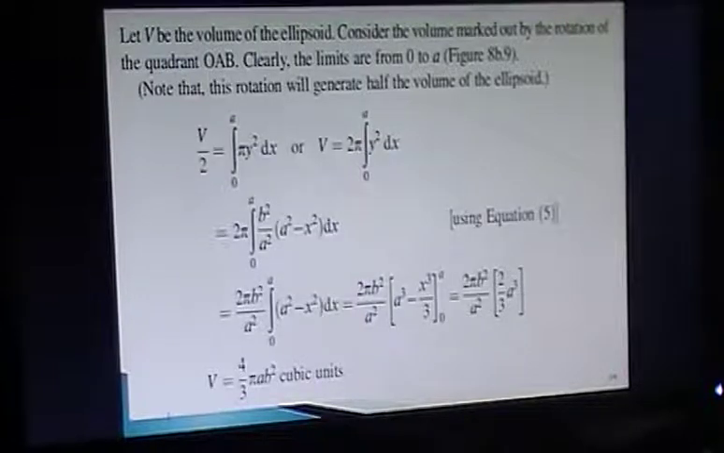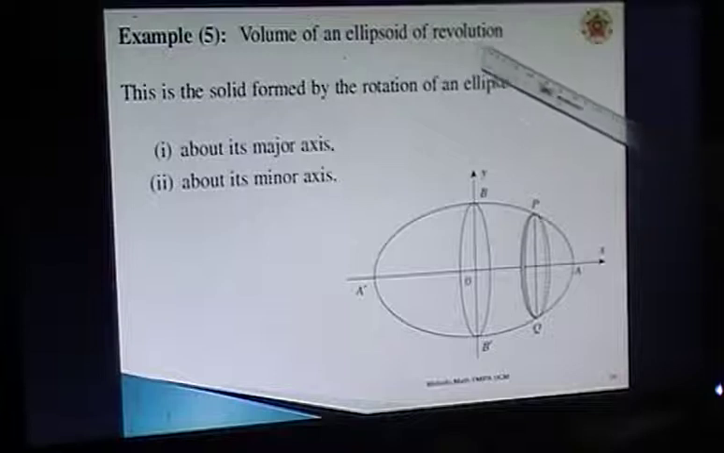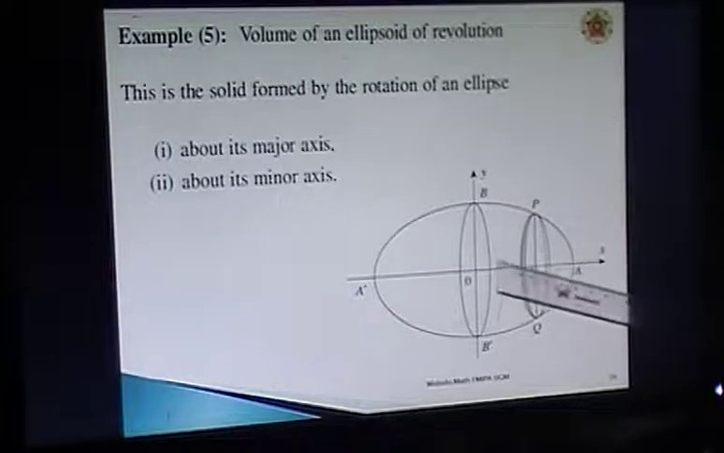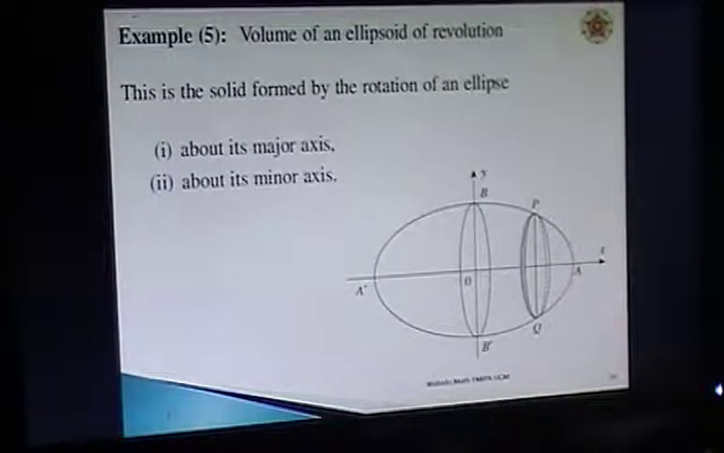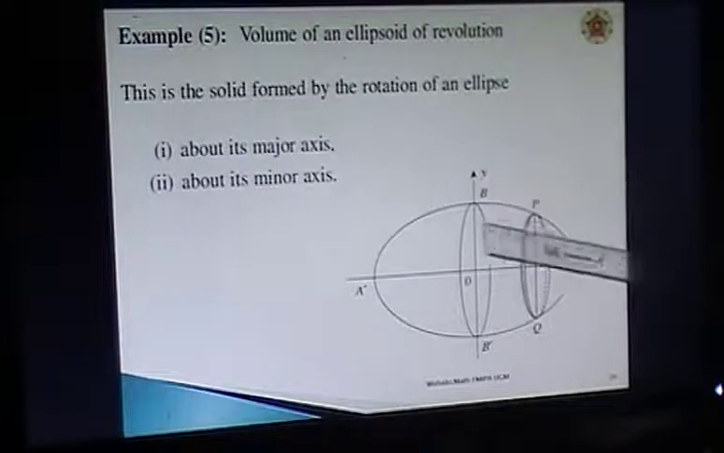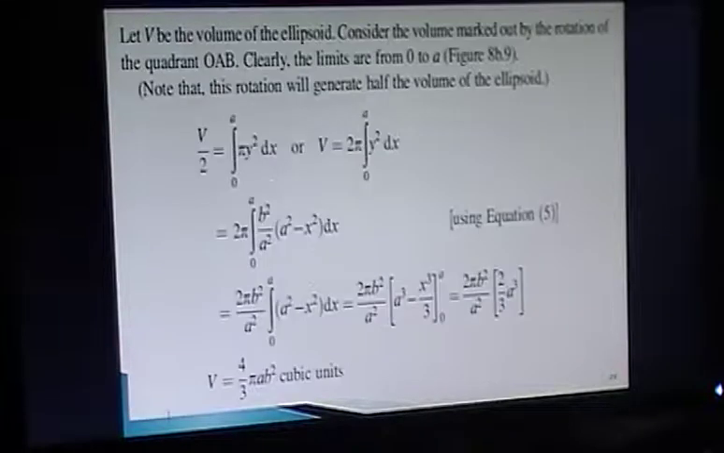So we can only calculate one half of the ellipsoid, not from the other quadrant, but only the first quadrant, and then times 2, because from the first quadrant the integration is between 0 and a.